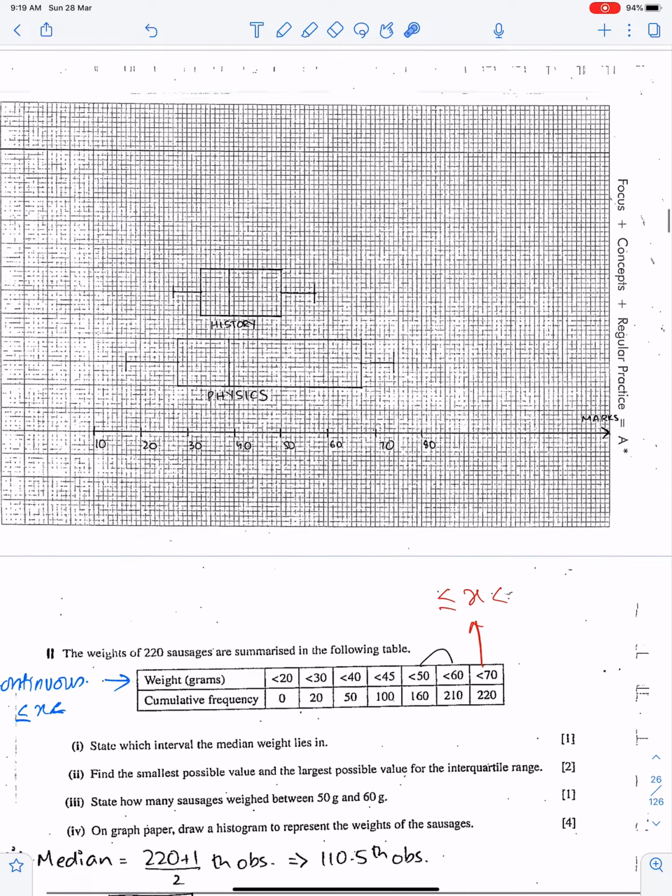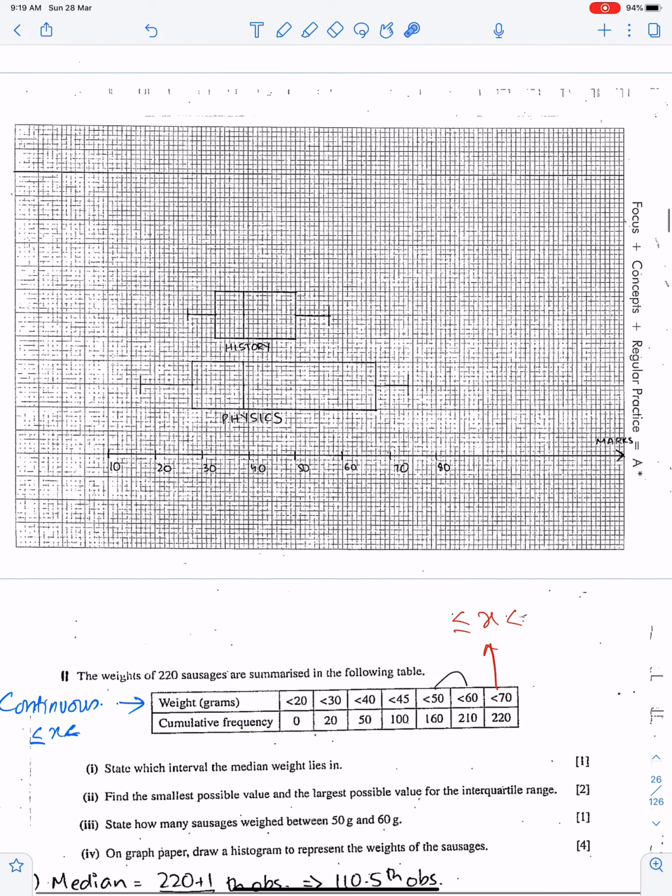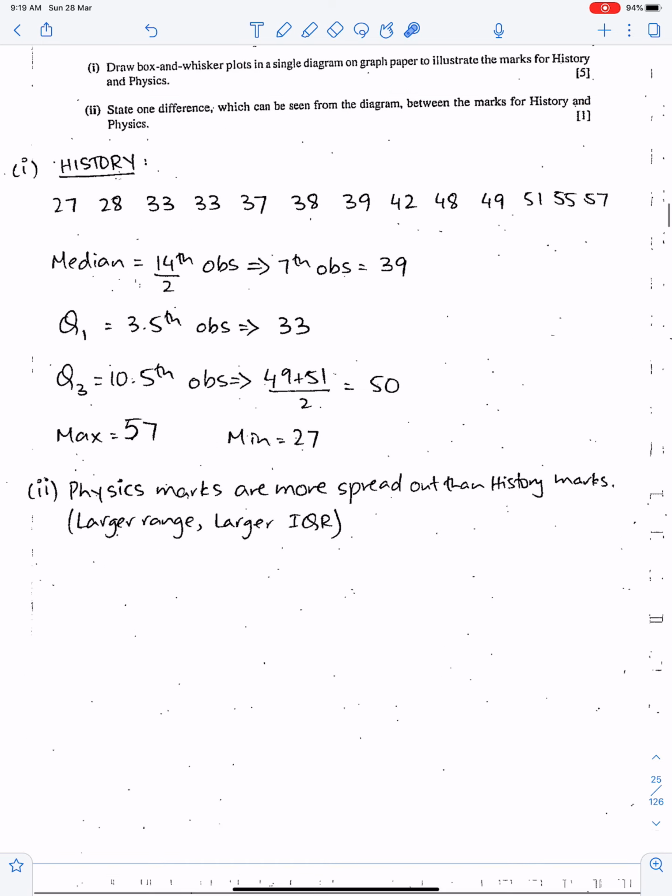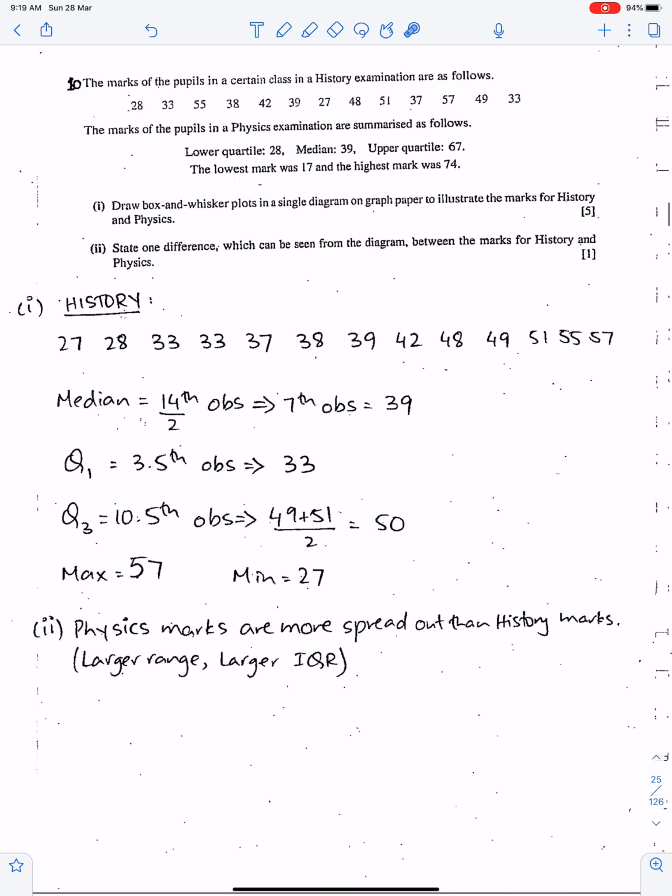So here are the box plots. Physics, this distance is 3 centimeters and this is 6 centimeters. See, the median is the same, but there is more variation in physics marks than in history marks because of greater range. Physics marks are more spread out than history marks because of larger range or larger IQR. This is the difference.